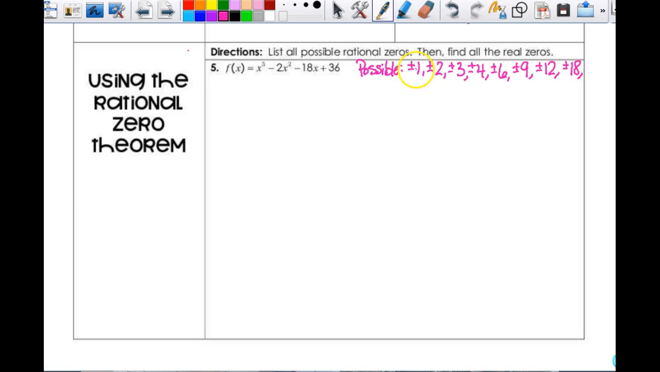18, and then 1 times 36. So there are my possibilities. Okay, so I'll start with 1. And I'm going to have 1, negative 2, negative 18, and 36. So go ahead and work through that without me talking you through it, because you don't need me to.